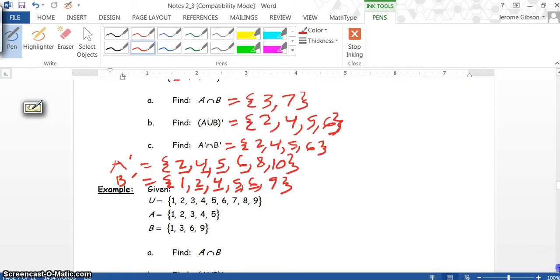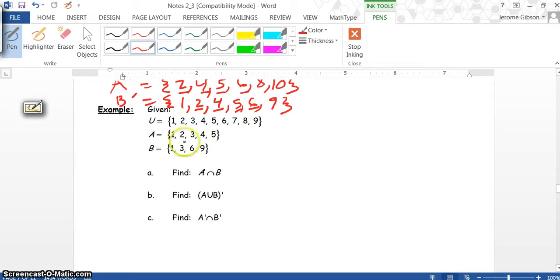Now, we scroll down here to this example. Given the universal set is 1 through 9, A is 1 through 5, and B is 1, 3, 6, 9. It says find A intersect B. Now, if you notice here, we have 1 in common and we have 3 in common. So the intersect of A and B is 1, 3.